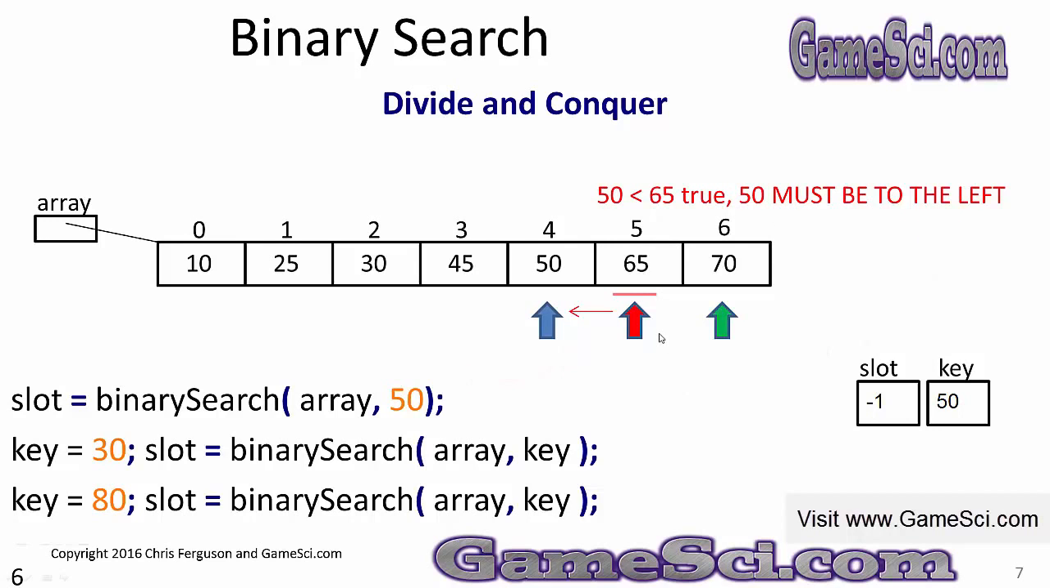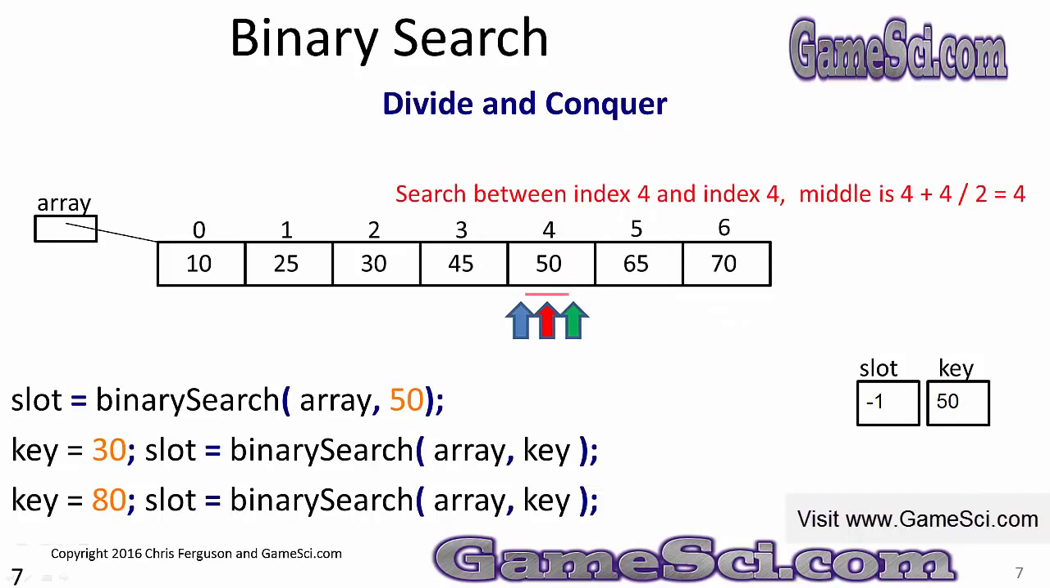All we're doing is a process of elimination. What we're looking for is less than 65, so it has to be on this side of 65. Which means we'll adjust our search parameters to search between 4 and 4. We know it's greater than this, so it must be on that side of 45. We know it's less than that, so it must be on that side of 65. At this point, we're searching between index 4 and index 4. Calculate the middle by saying 4 plus 4 divided by 2, which is 4. We're going to search this position of the array.